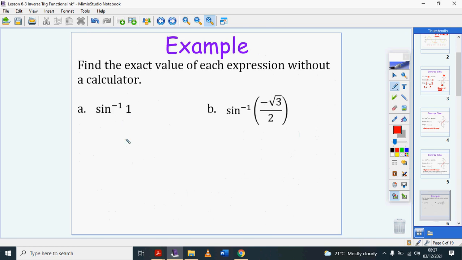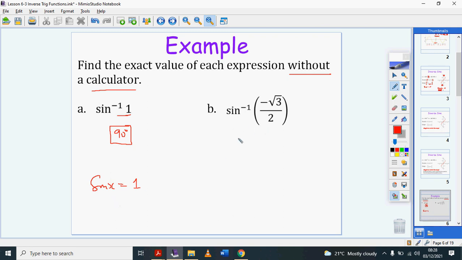The sine inverse of 1, you're asking yourself, which angle gives me a sine ratio of 1? And that angle is 90 degrees. You can actually also do this on your calculator. Oh, sorry, it says no calculator. Never mind. So this is simply asking you what angle gives you a sine ratio of 1, right? What angle has a sine of 1? That angle is 90 degrees. I hope you guys remember that.